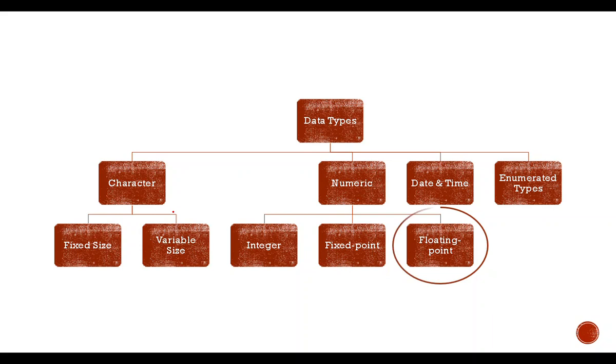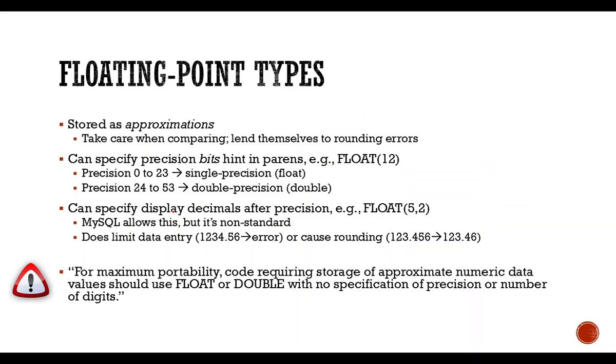Next, we're going to take a quick look at floating point numbers. Okay, floating point numbers, as I mentioned, are stored as approximations. So you will see some rounding errors, and you will see some cases where a lot of digits are displayed when you didn't necessarily intend for it to do.